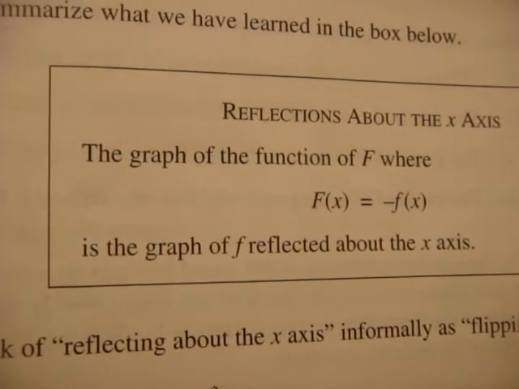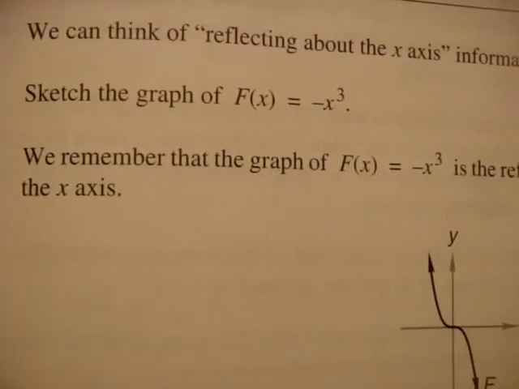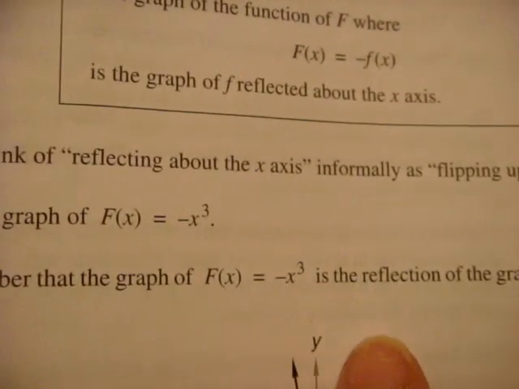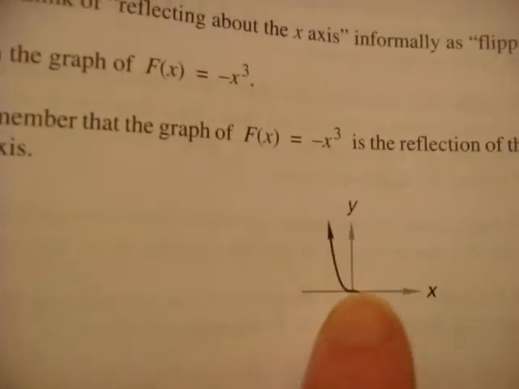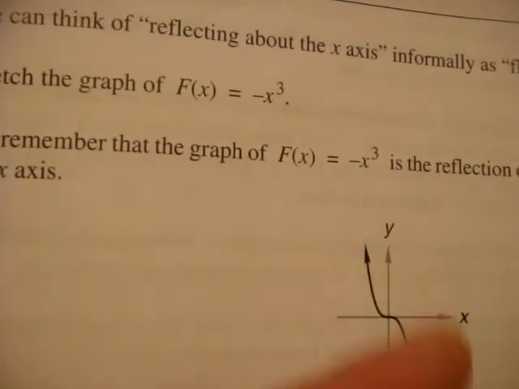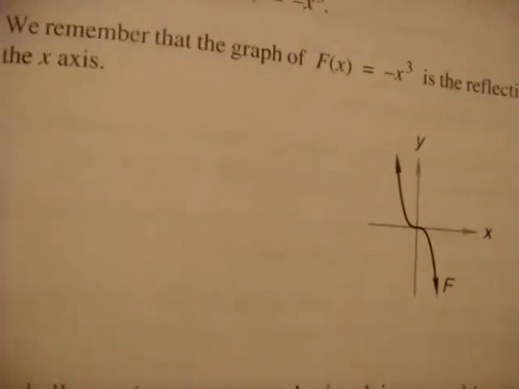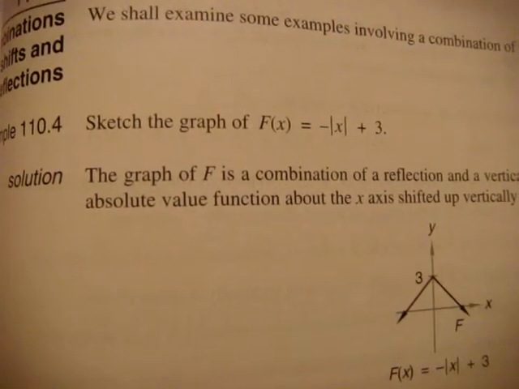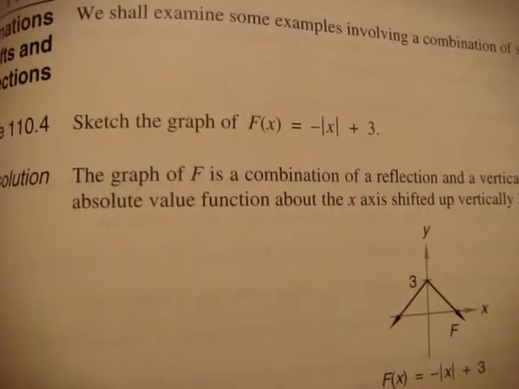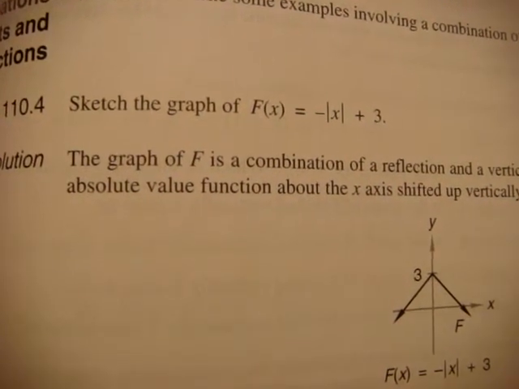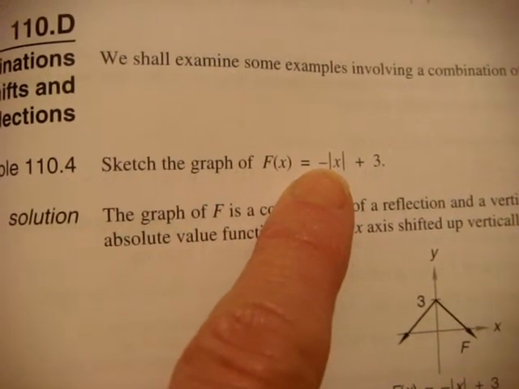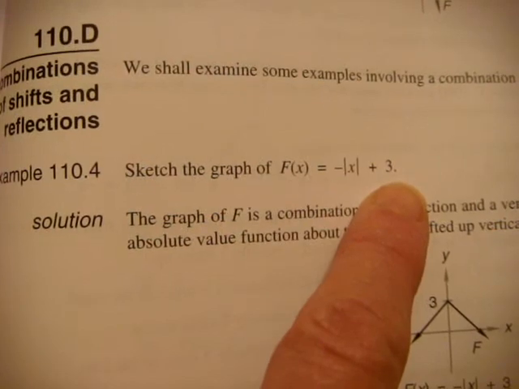Now we're going to do combinations. Well, let's do the example first. Sketch the graph of f of x equals negative x cubed. So typically this graph would have went like this, like that, but we flipped it around the x-axis, and so that's what it would look like. Now we're going to try some combinations. These are really tricky. It says sketch the graph of negative absolute value of x plus 3. So they're adding two things. They're going to flip it around the x-axis because we have that negative, and they're going to move it up 3.